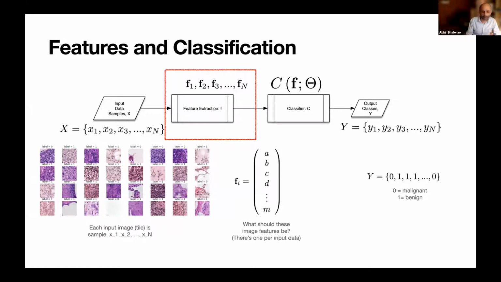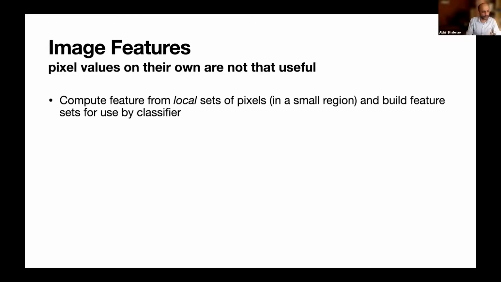So what should the features be? Remember that I said there's one feature vector associated with each input. Well, we can't use the image values on their own. So typically we run some sort of computational algorithm on the images to generate features. We take groups of local pixels, or pixels in a small region, and build a feature around that to be used by the classifier.